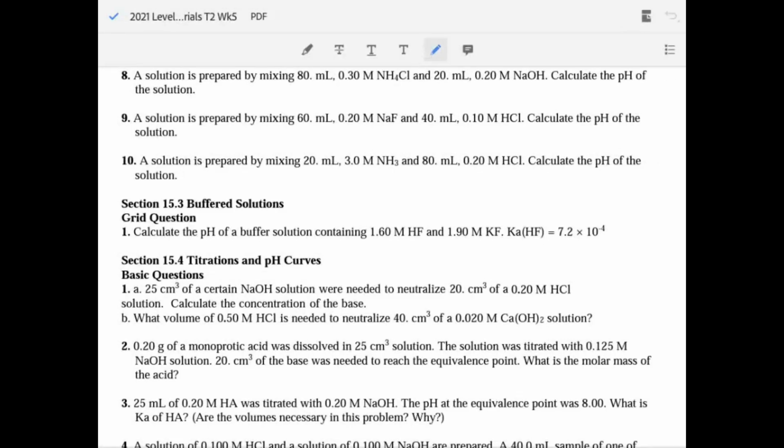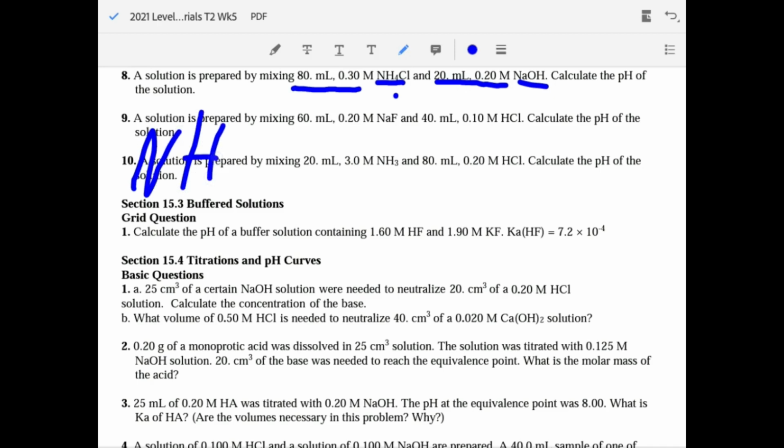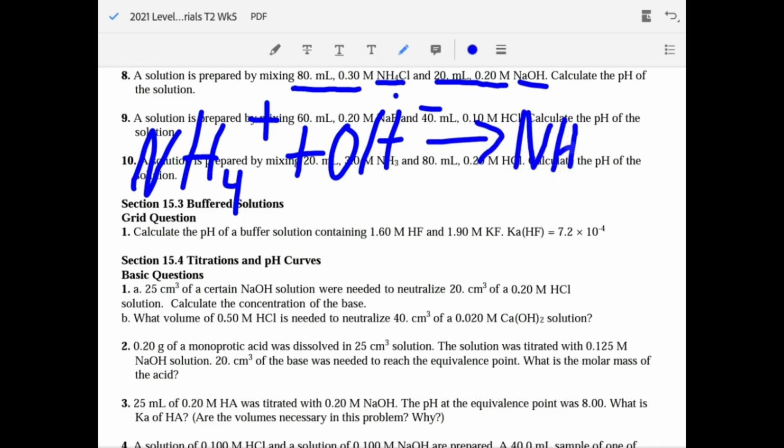Number 8. A solution is mixed by preparing 80 milliliters of 0.3 molar NH4Cl and 20 milliliters of 0.2 molar NaOH. So you have NH4 plus, which donates a proton, H plus, and you have OH minus. Together they become water. So NH4 plus and OH minus gives NH3 plus H2O. Now we need to find the pH, so let's calculate the concentrations.